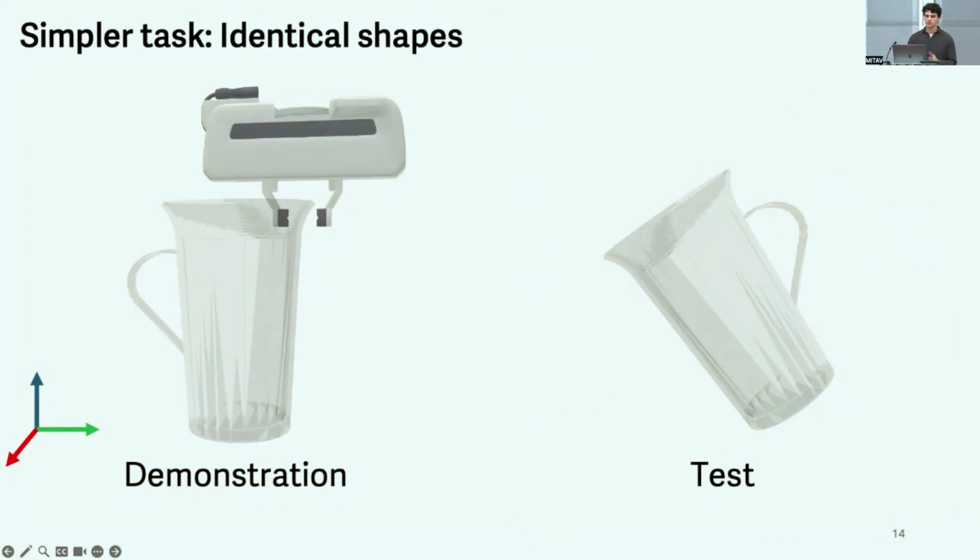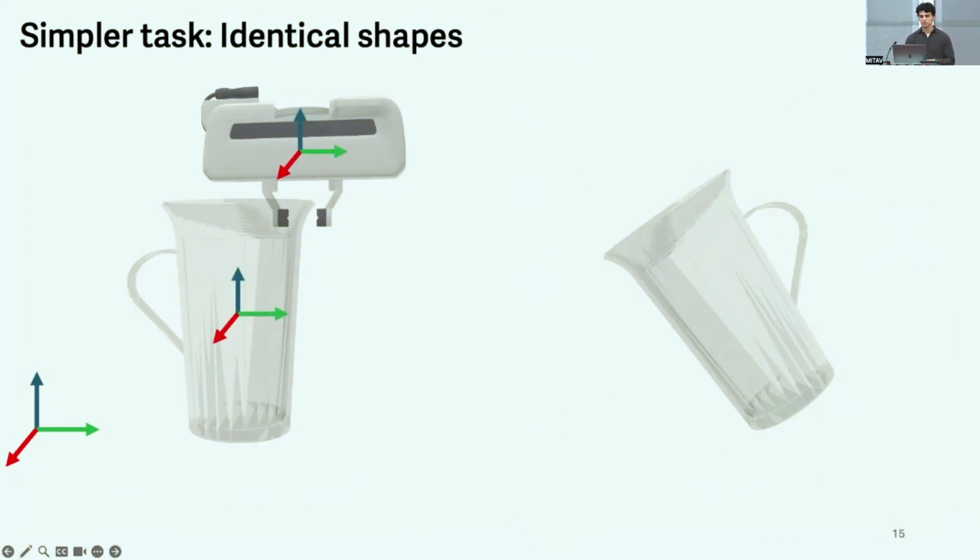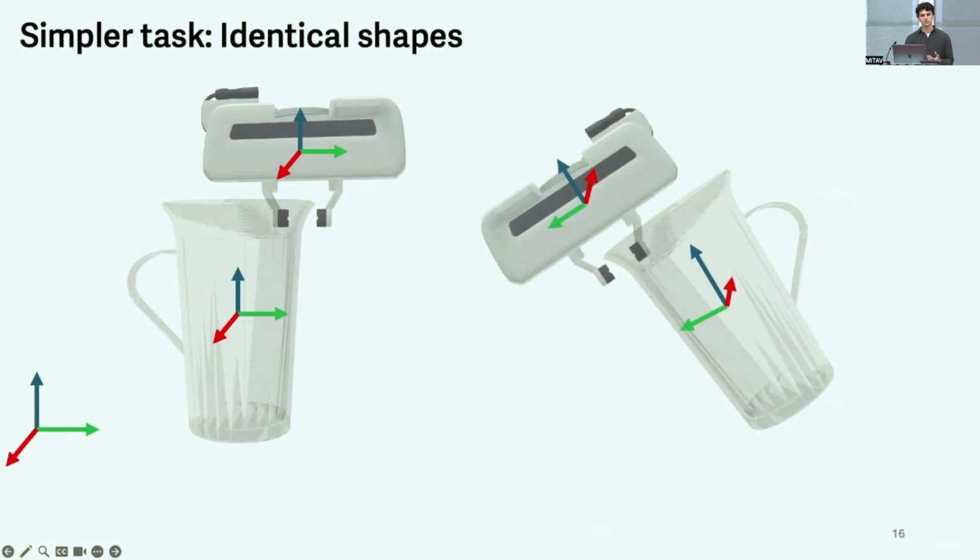So to get started, let's first assume that we have some demonstration and test object, here a mug, and that they're identical. Something we can do is we can attach a body frame to the object, then record the grasp pose in that frame, and then estimate the pose of the mug in its new configuration. So the grasp can be executed just by moving to that recorded grasp pose, but expressed in that new estimated frame.